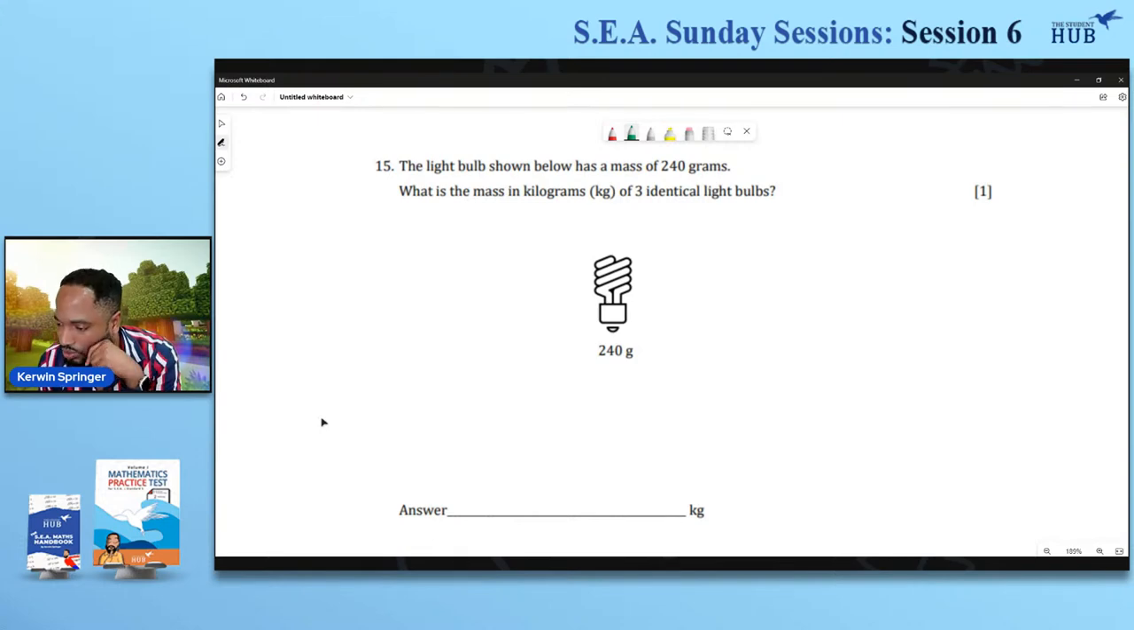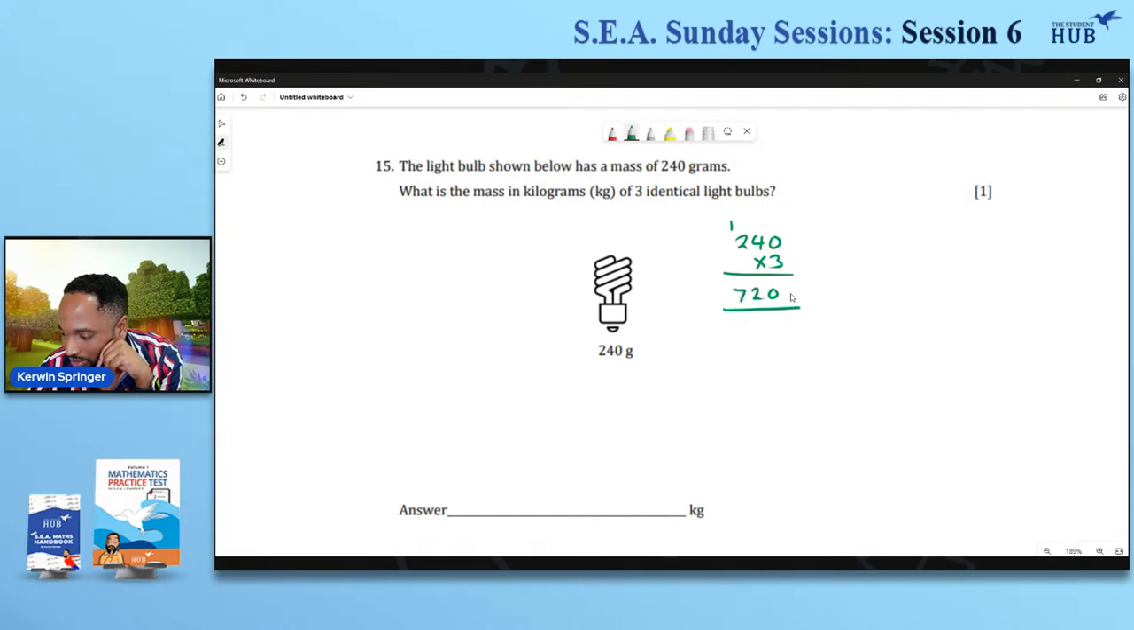The light bulb shown below has a mass of 240 grams. What is the mass in kilograms of 3 identical light bulbs? We just need to multiply by 3. So we need to say 240 times 3. So 3 fours are 12. There's a 0 here though. 3 fours are 12. Only 1 will come here. And 3 by 2 is 6.